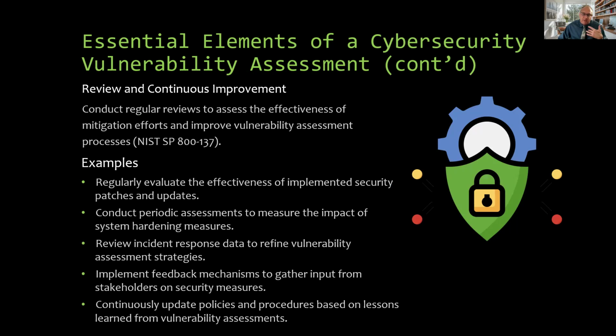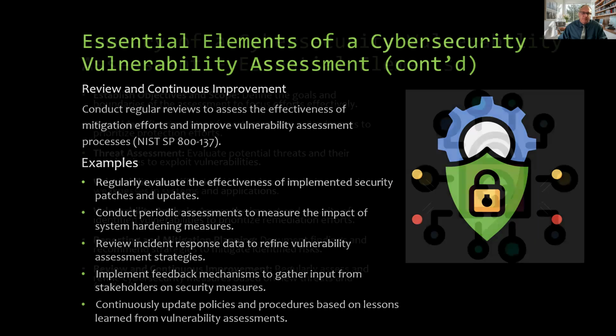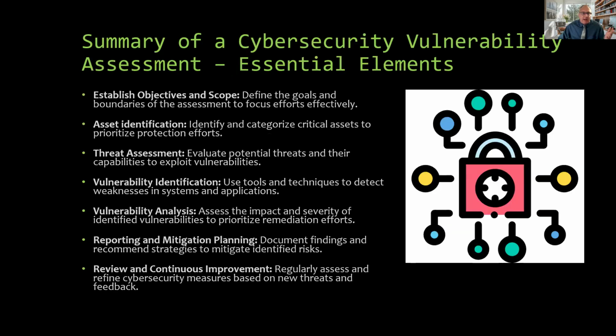Okay, so this is a continuous process. Right? I think that's important to recognize here that one, it's a continuous process, and two, it has to reflect your company. All right, so we've talked about the overall essential elements of a cybersecurity vulnerability assessment. Okay, we establish objectives and scope, we identify assets, we have a threat assessment, vulnerability identification, vulnerability analysis, reporting, mitigation planning, and review and continuous improvements.